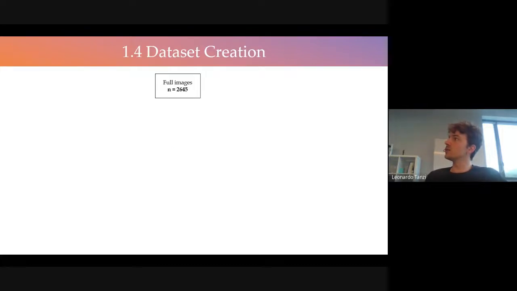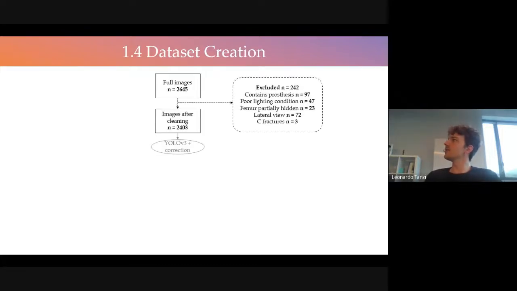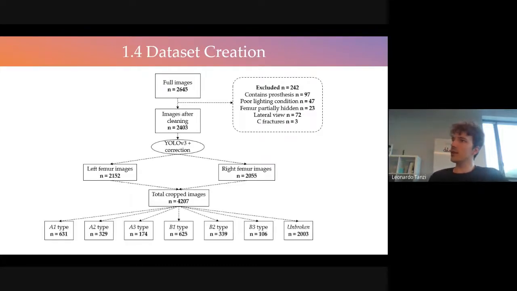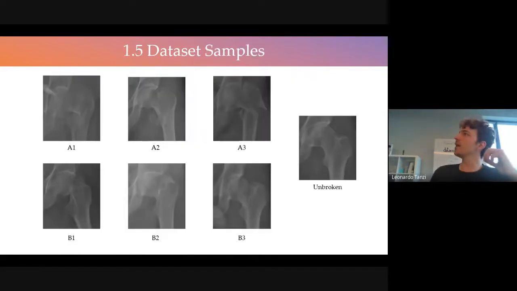And I was about to present the data set. No, I've already presented the data set creation. So the only thing that you can notice from the data set is that it is pretty imbalanced. We have a lot of images for the unbroken class, while a low number of images for the other classes. And I was about to show you some examples of the different types of fractures.